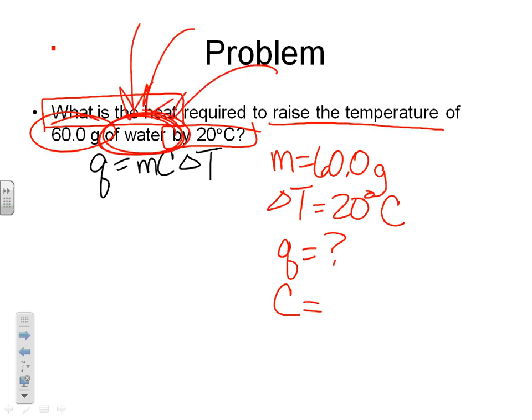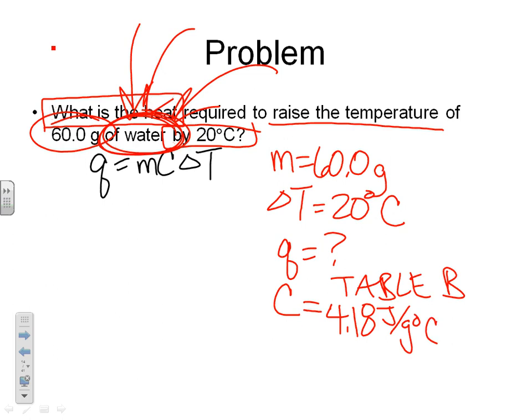The substance that is being asked about here is water. On table B, they give you several constants for water, one of which is specific heat. You do not need to memorize that the specific heat of water is 4.18 joules per gram degree Celsius. But you do need to know where to look in order to get that information. So table B, that's where you're going to get the specific heat of water.